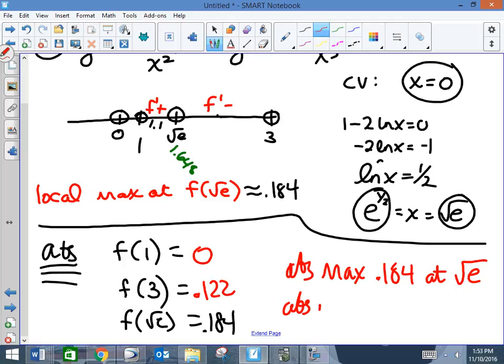Coordinates? Not coordinates. Okay. Absolute min is what? 0 at F of 1. Okay. At X equals 1. All right. F of 1 is 0.